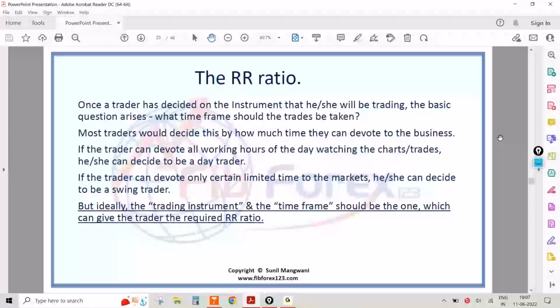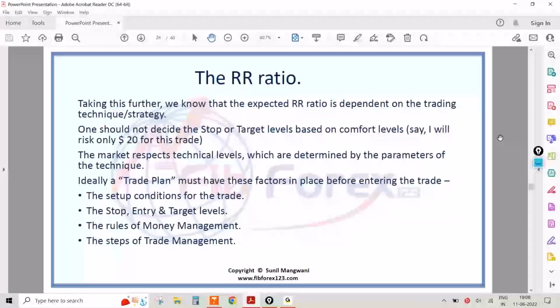Right, so we decide based on this, but what we should be deciding, the instrument that I trade, the time frame that I should be trading on, should give me the required risk to reward ratio. Only then it's worth trading that particular instrument and that particular time frame. Let's get into specific examples of this.